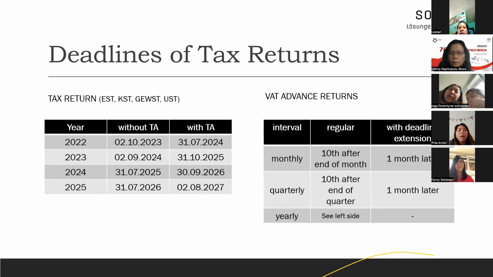If you make a special application to extend this deadline by 1 month, and you pay, let's say, about 10% of your last year's revenue VAT, then your deadline would be extended by 1 more month. Yeah, that's important to say.